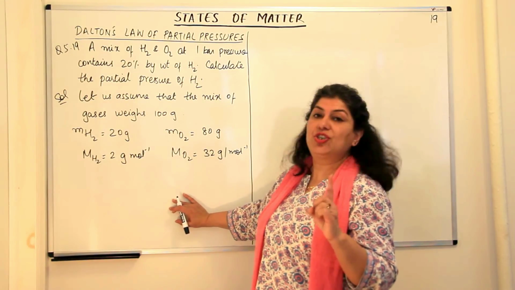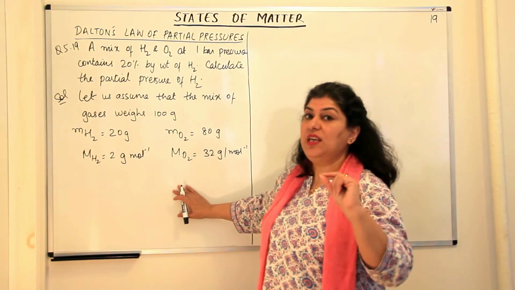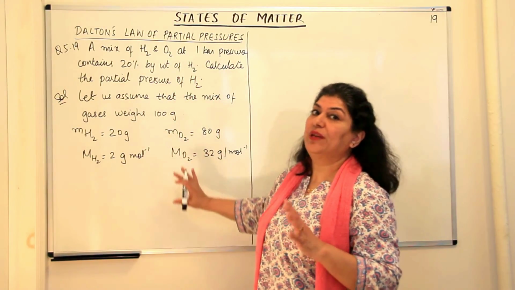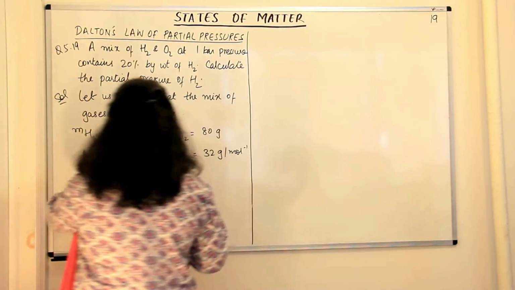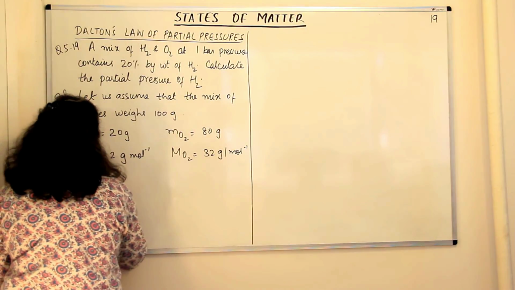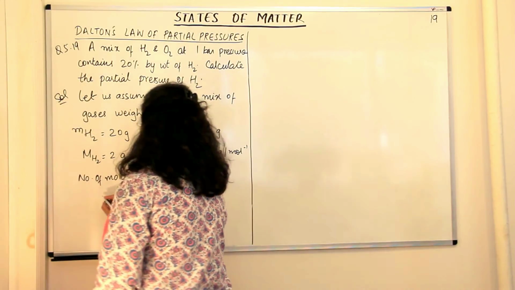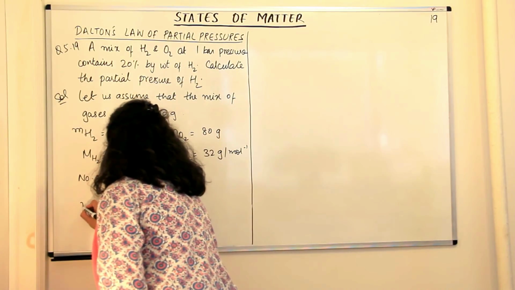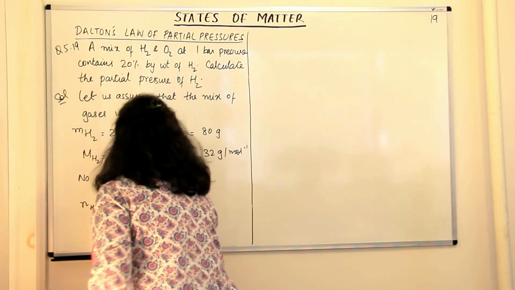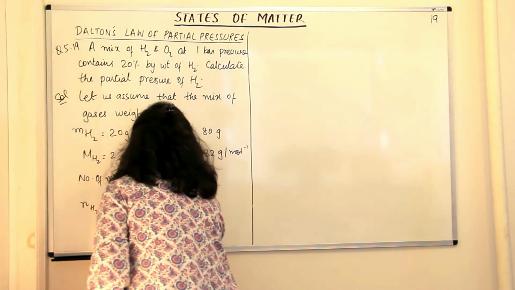Now why are we looking for the mole fraction in the first place? You have to calculate the partial pressure. Partial pressure is equal to the mole fraction of the gas into P total. And P total is given to us, so we'll calculate the mole fraction now. So what is the number of moles of hydrogen? Number of moles is equal to mass upon molar mass. So number of moles of hydrogen would be equal to 20 upon 2, which is equal to 10 moles, right?